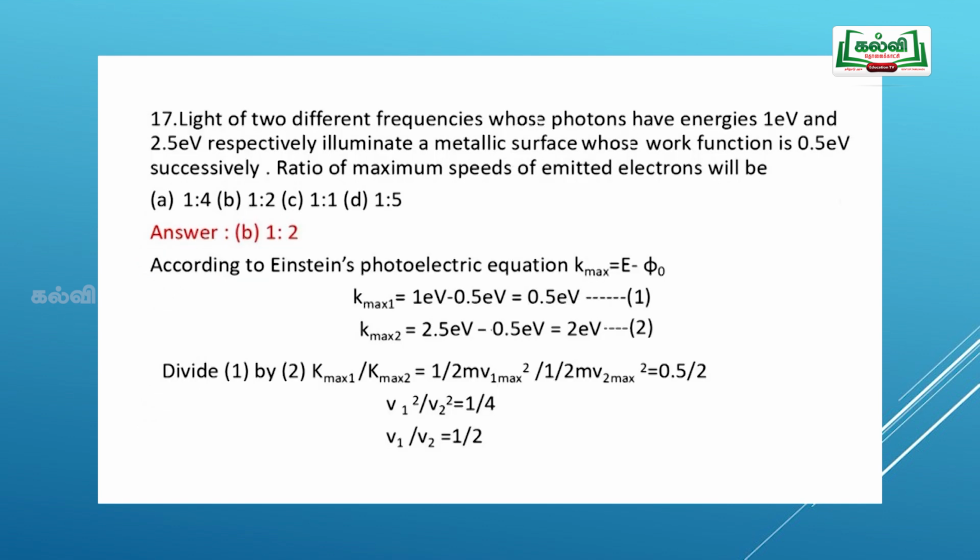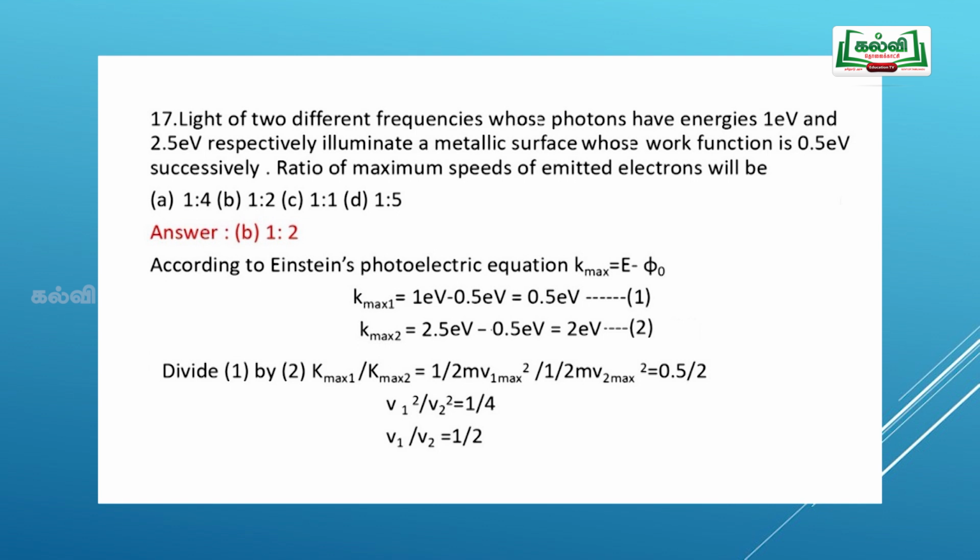Next we will move on to question number 17. Light of 2 different frequencies whose photons have energies 1 electron volt and 2.5 electron volt respectively illuminate a metallic surface whose work function is 0.5 electron volt successively. The ratio of maximum speeds of emitted electrons will be: option A 1:4, option B 1:2, option C 1:1, option D 1:5. The answer is option B, 1:2.